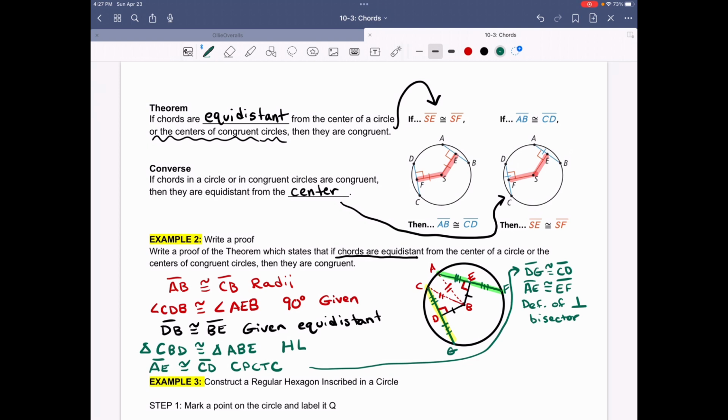Now we have to say that we've already said that AE and CD were congruent. So now we have to say that CD plus DG is equal to CG. And the same thing on the other side. Piece AE plus EF is congruent to AF. And the reason for that is segment addition.